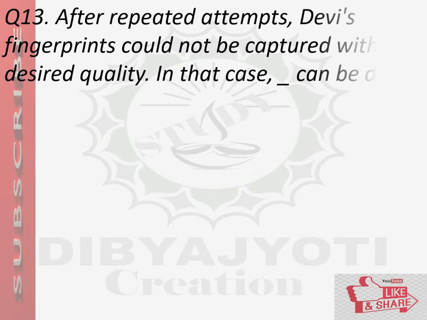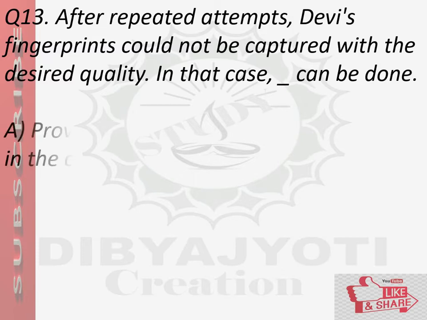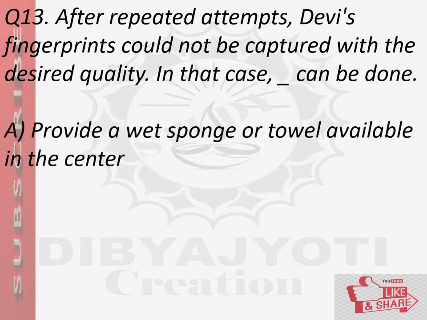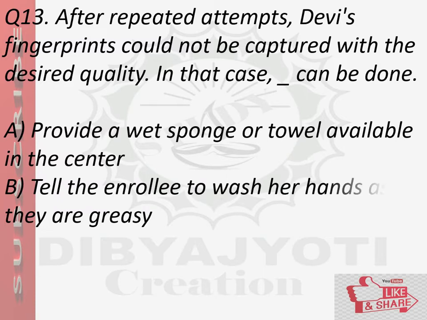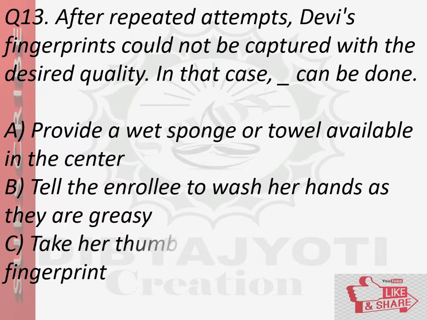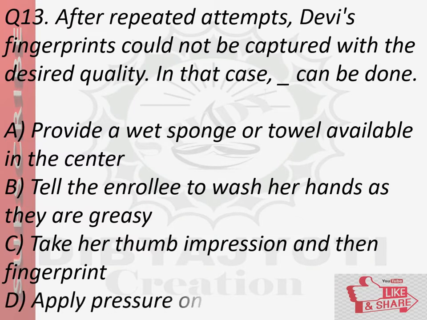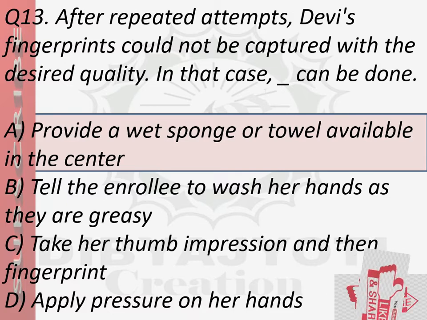Next, after repeated attempts, Devi's fingerprint could not be captured with the desired quality. In that case, dash can be done. Options are option A, provide a wet sponge or towel available in the center. Option B, tell the enrollee to wash her hands as they are greasy. Option C, take her thumb impression and then fingerprint. Option D, apply pressure on her hands. And the answer is provide a wet sponge or towel available in the center.